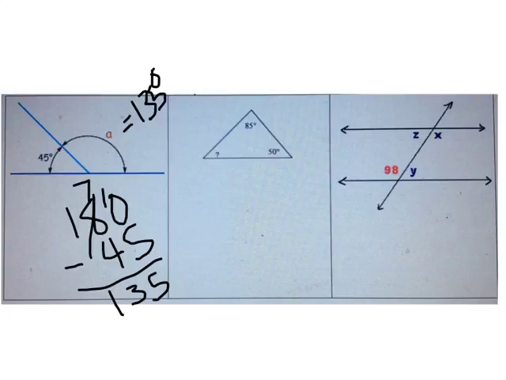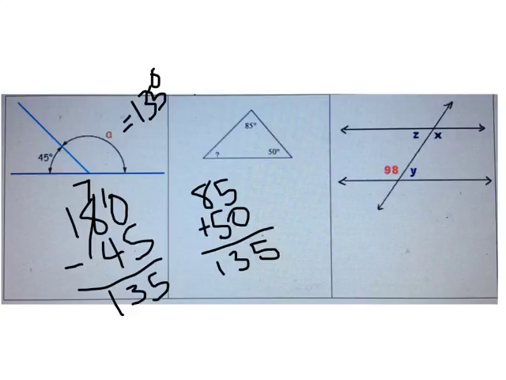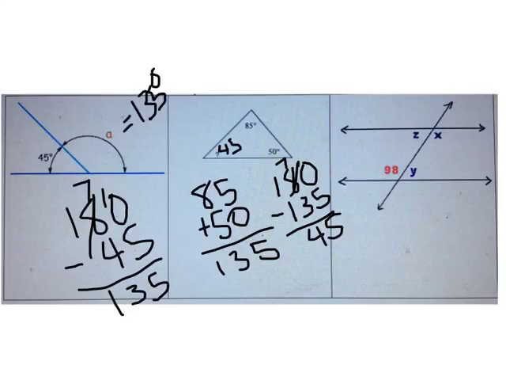Now we can find the interior angle that's missing from a triangle. Remember, the angles of a triangle add up to 180 degrees. So first I need to add 85 plus 50. What's 85 plus 50? Well, 5 plus 0 is 5, 8 plus 5 is 13, so 85 plus 50 is 135. I can subtract from 180 to find the missing angle. What's 180 minus 135? It's 45. So the missing angle is 45 degrees.